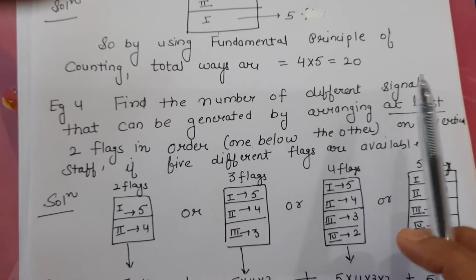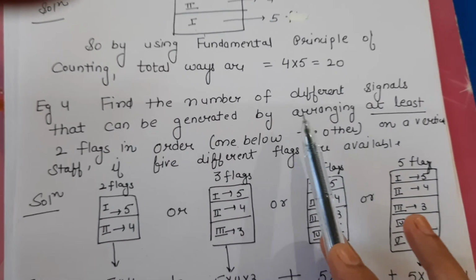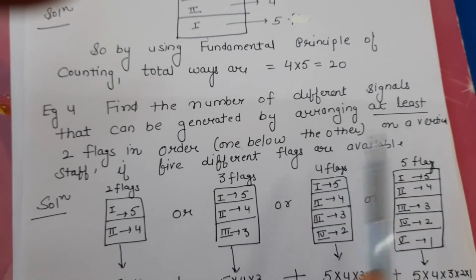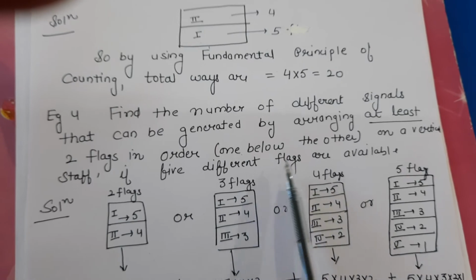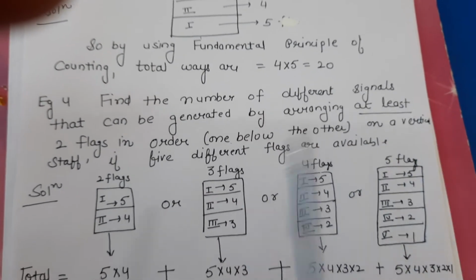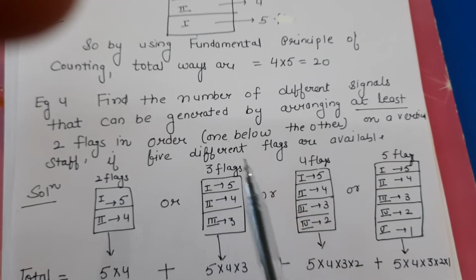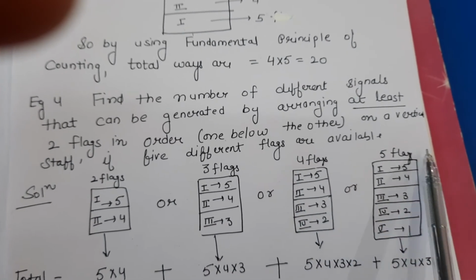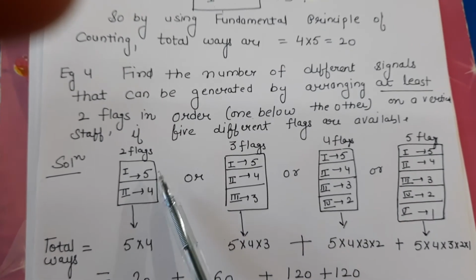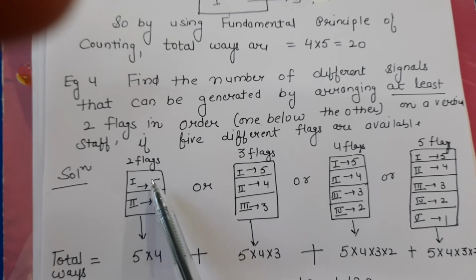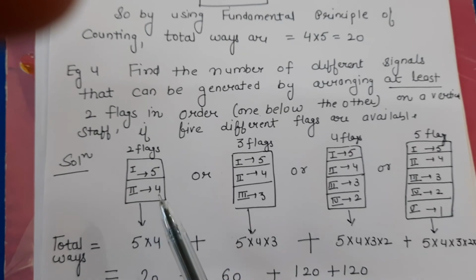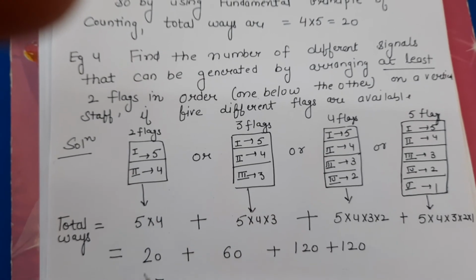Now example number 4. Find the number of different signals that can be generated by arranging at least 2 flags in order, one below the other, on a vertical staff if 5 different flags are available. Total flags are 5. You have to use at least 2. Means either 2 flags or 3 flags or 4 flags or 5 flags. Whenever you have or, you will take the addition sign. Now for 2 flags, this place can be filled in 5 ways and this place in 4 ways. So the total ways here are 5 into 4, which is 20.